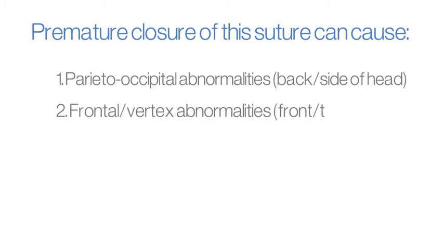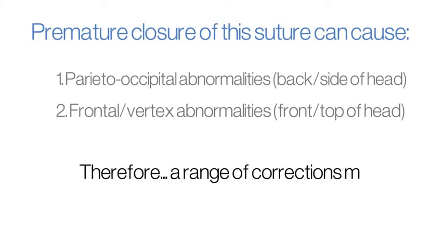The premature closure of this suture, also known as lambdoid synostosis, can cause parieto-occipital abnormalities, meaning abnormalities of the back and side of the head, and/or frontal and vertex abnormalities, meaning abnormalities in the front and top of the head.